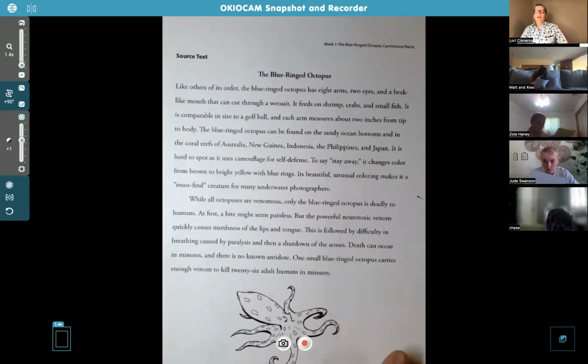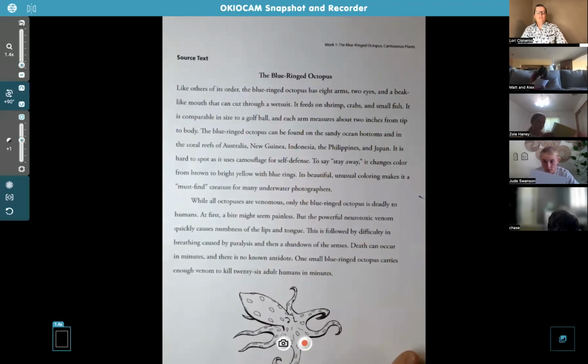I bet you didn't know that, and now you do. That's kind of interesting. So these guys are really small. They fit in the palm of your hand, although you wouldn't want to hold it, I don't think. And it could kill, that's a lot, 26 adults in minutes. Wow. That's crazy.